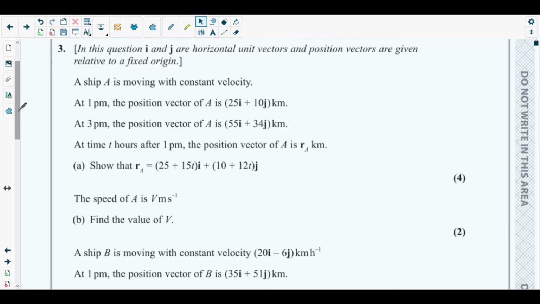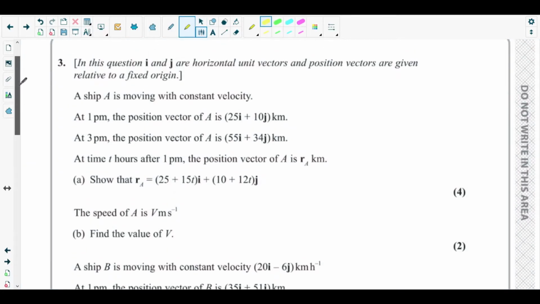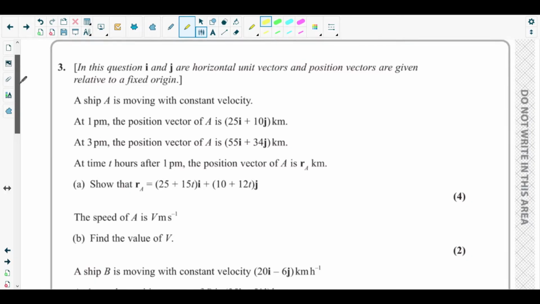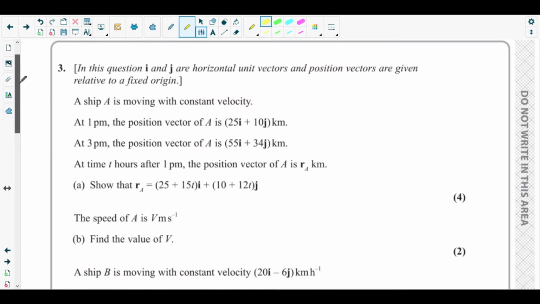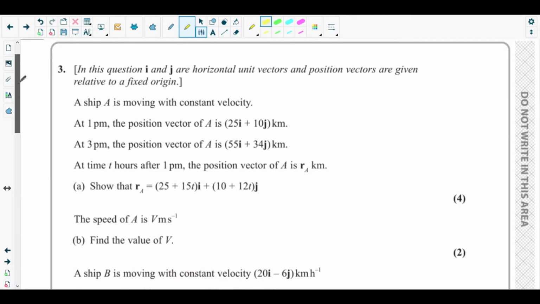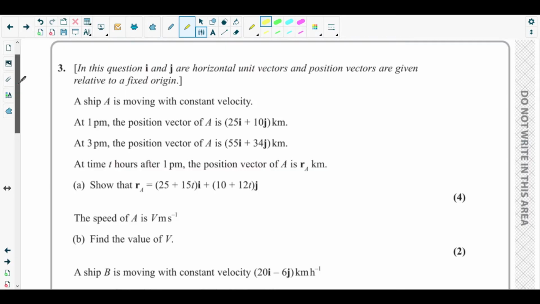To be more specific, in this question we need to deal with position vectors and finding the magnitude of vectors, and in part C we will again deal with finding position vectors. Let's get started with question number 3. For vector questions, this is very repetitive: you can see i and j. i represents the horizontal unit vector, and j represents the vertical unit vector along the y-axis.